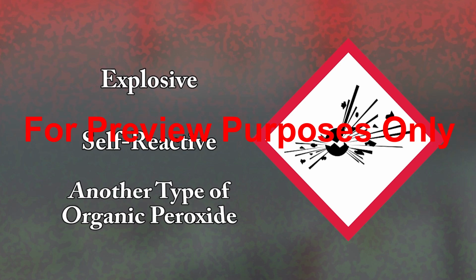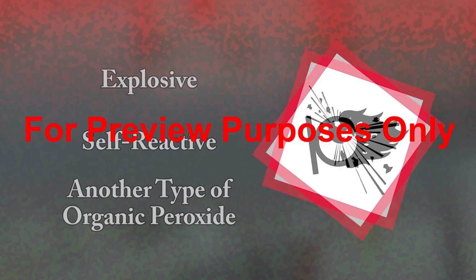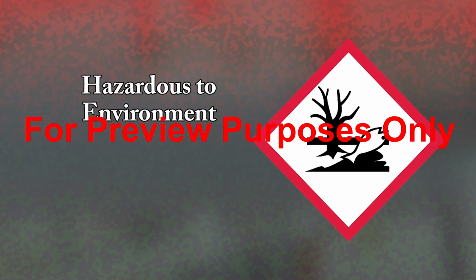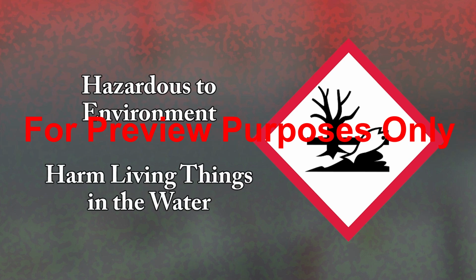An image of an explosion shows that the substance is explosive, self-reactive, or another type of organic peroxide. A picture of a flame over a circle indicates that the chemical is an oxidizer, which can cause other materials to burn more intensely. The image of a dead tree and fish means that the chemical is hazardous to the environment and can harm living things in the water. And the skull and crossbones pictogram tells us that the chemical is acutely toxic and that exposure can cause illness and even death.